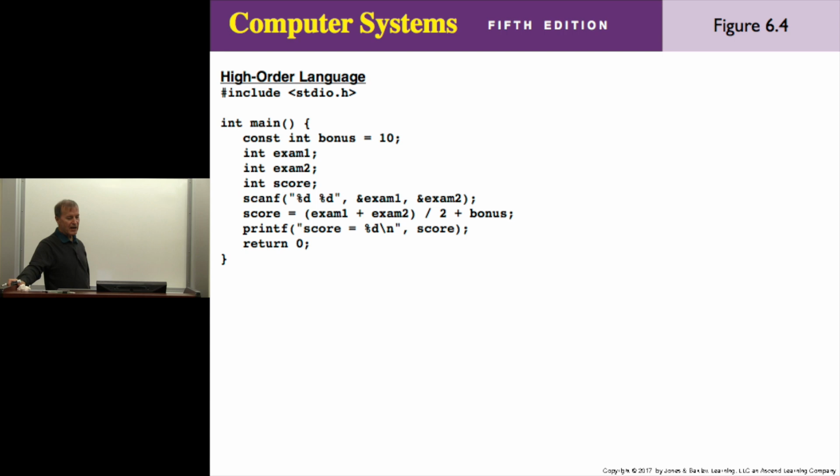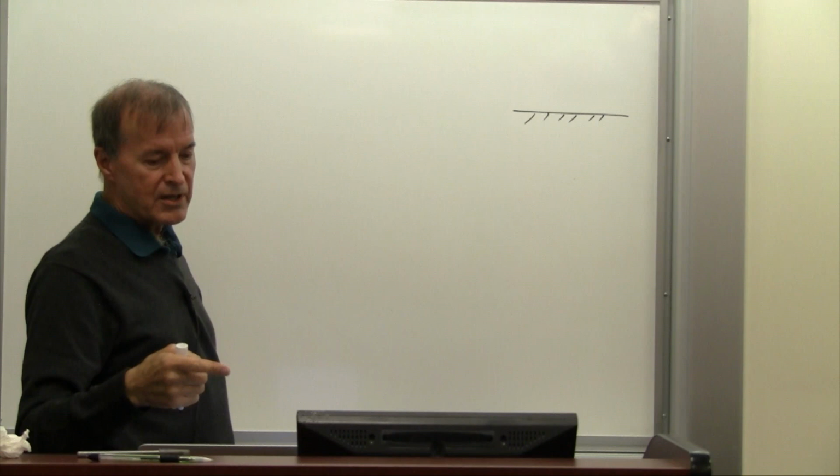What about exam 1? That is a what? Local variable. So where is it going to be allocated? On the runtime stack. And furthermore, exam 2 and score are also. Now here's what you need to do in order to do these translations. You need to draw the runtime stack after these things are allocated. Okay? So what are the local variables? Exam 1, exam 2, and score.